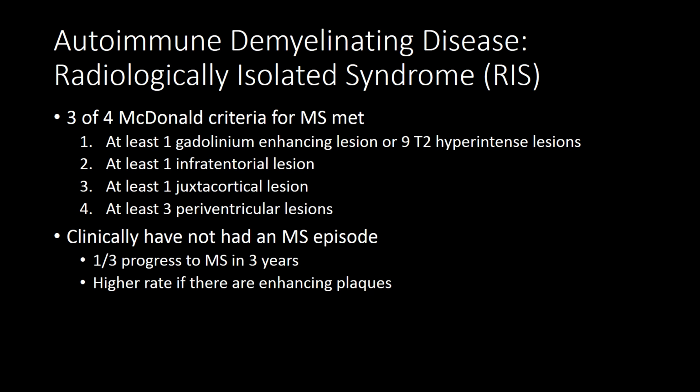Next, we will discuss a term called radiologically isolated syndrome. This occurs when 3 of the 4 McDonald criteria for multiple sclerosis are met. Specifically, at least 1 gadolinium-enhancing lesion or 9 T2 hyperintense lesions, at least 1 infratentorial lesion, at least 1 juxtacortical lesion, and at least 3 periventricular lesions.